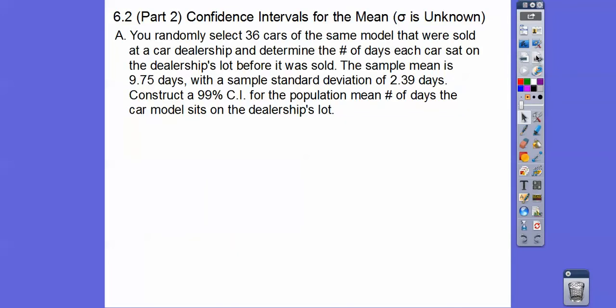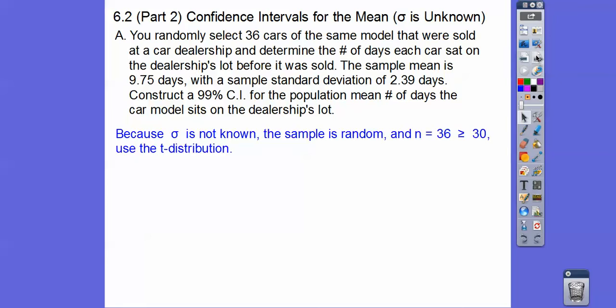Okay, so we randomly select 36 cars of the same model that were sold at a car dealership and determine the number of days each car sat on the dealership's lot before it was sold. The sample mean is 9.75 days, so that's my X bar right there, with the sample standard deviation S of 2.39. Here they want us to construct a 99% confidence interval for the population mean of the number of days the car model sits on the dealership's lot.